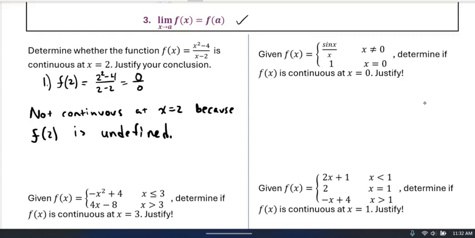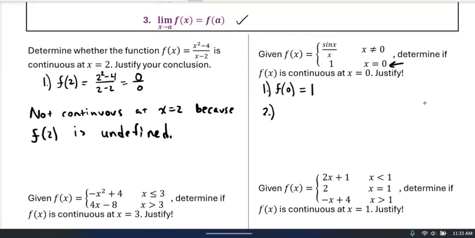Let's take a look at the one on the right. So this is a piecewise function. It says given f of x is sine x over x when x is not 0 and 1 when x is 0, determine if it's continuous at x equals 0, justify. So we want to go through them piece by piece. So the first one is we're looking at x is 0, so we want to think about f of 0. That would mean we're going to look at the bottom function. So when x is 0, the function is just a value of 1. There's really nothing to evaluate.